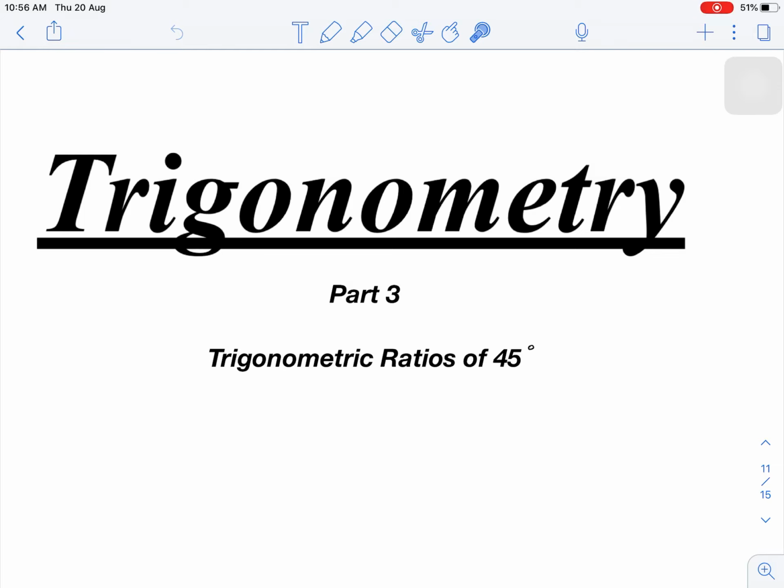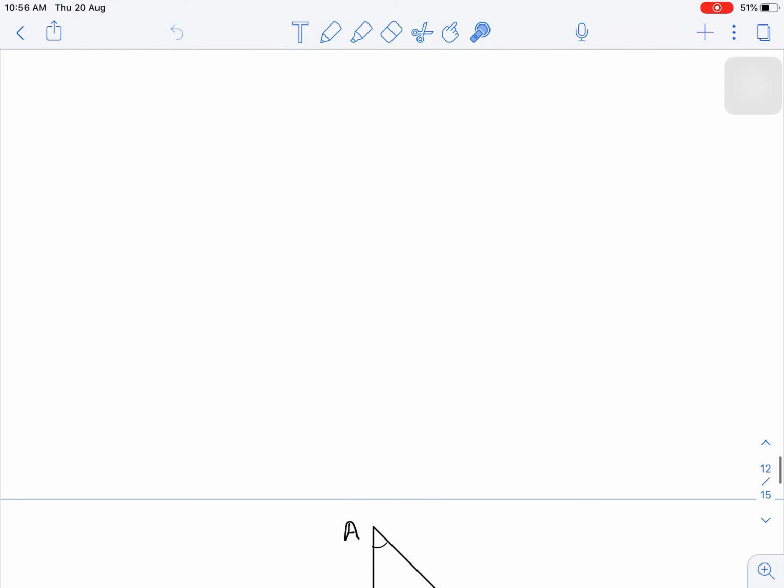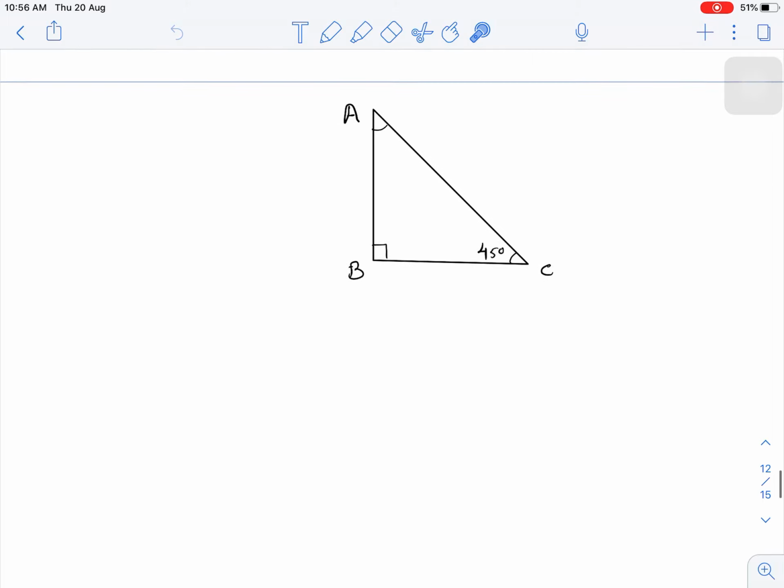So hello students, today we are going to learn chapter number 8 of class 10, that is trigonometry. In the previous period we have learned about the trigonometric ratios. Today in this part we are going to learn about trigonometric ratios for some specific angles, in particular the trigonometric ratios of 45 degree. So let us start it.